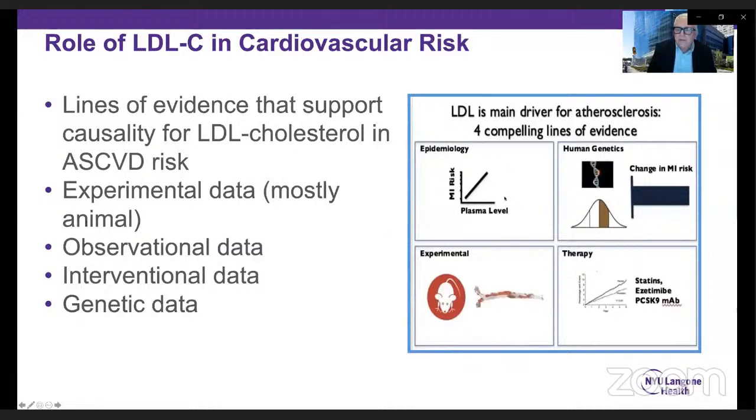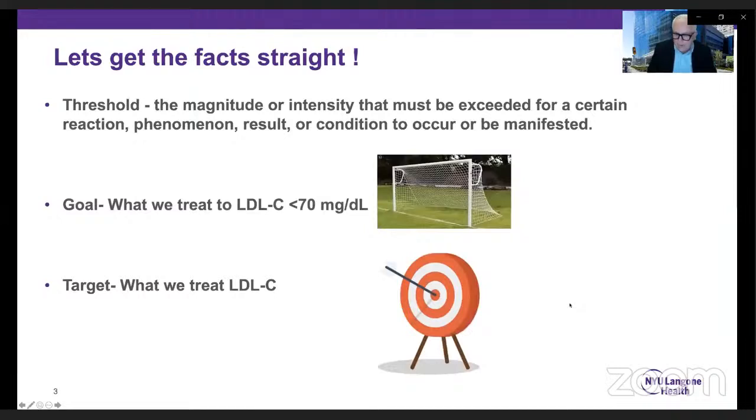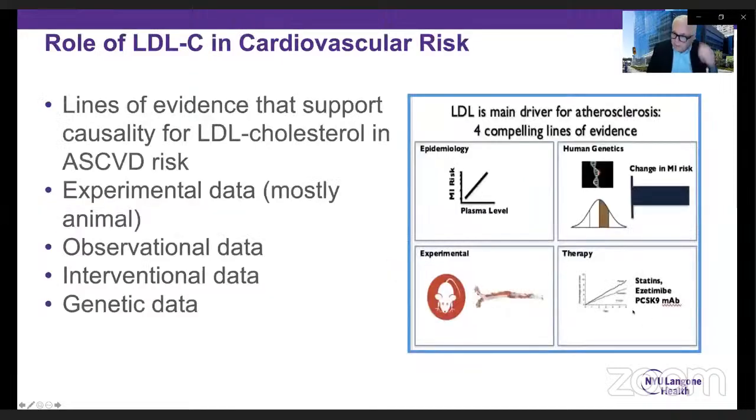Observational data, mostly epidemiologic studies, reminds us that there is a linear relationship between LDL cholesterol and risk of cardiovascular events, in this case, myocardial infarction. As LDL goes up, risk goes up. As LDL goes down, risk goes down. We also have interventional data. Listed here primarily are statins, ezetimibe, and PCSK9 inhibitors. We even have data with bile acid sequestrants, all showing this relationship, that if you lower someone's LDL cholesterol safely, you can reduce their risk of cardiovascular events.